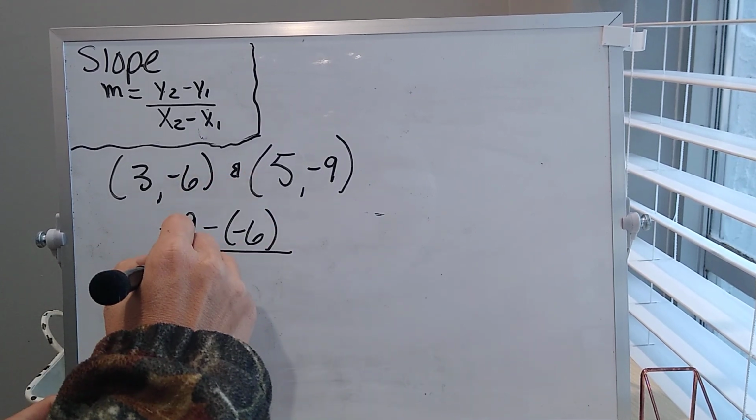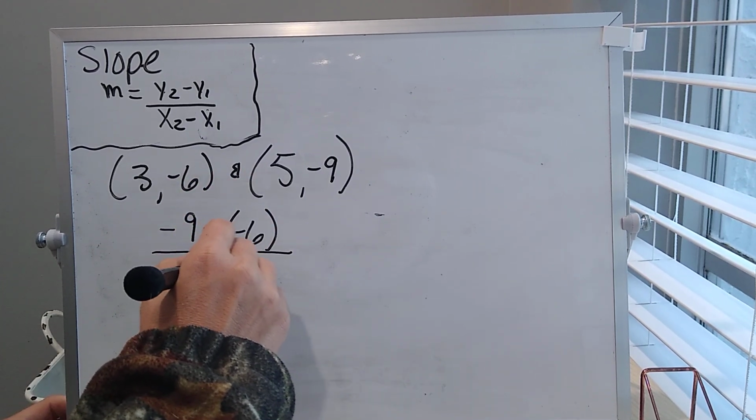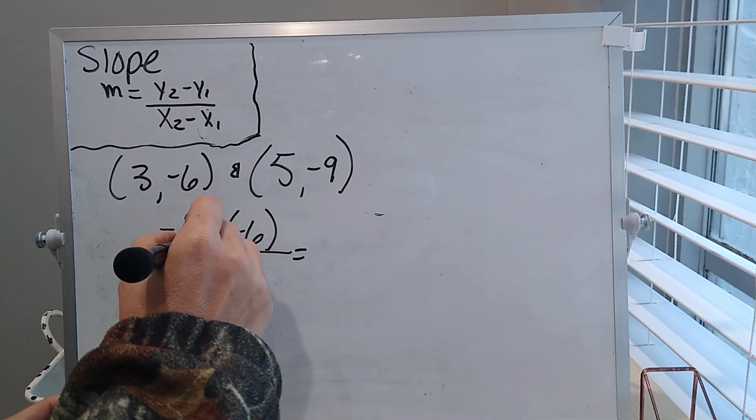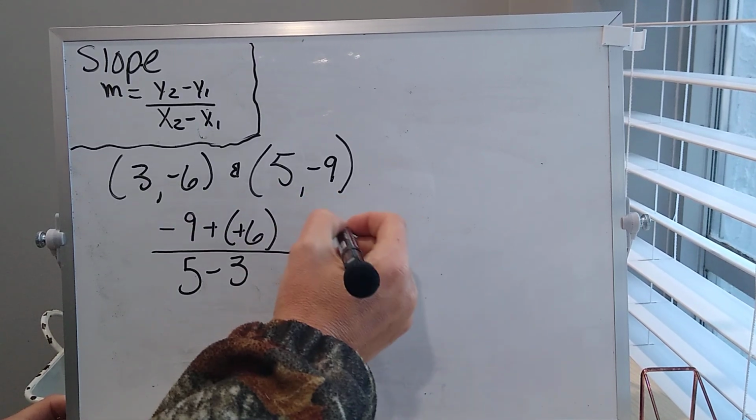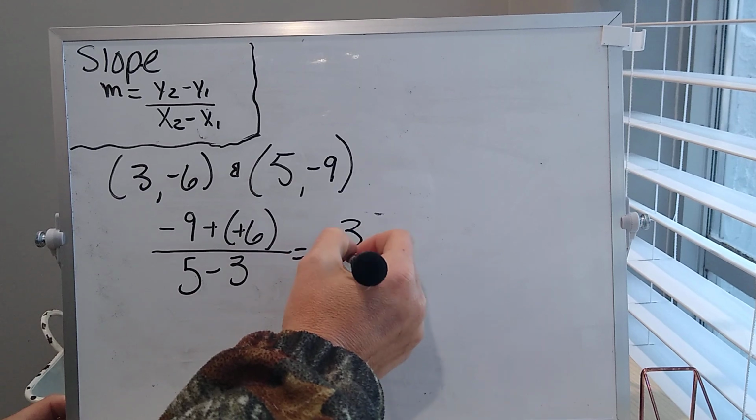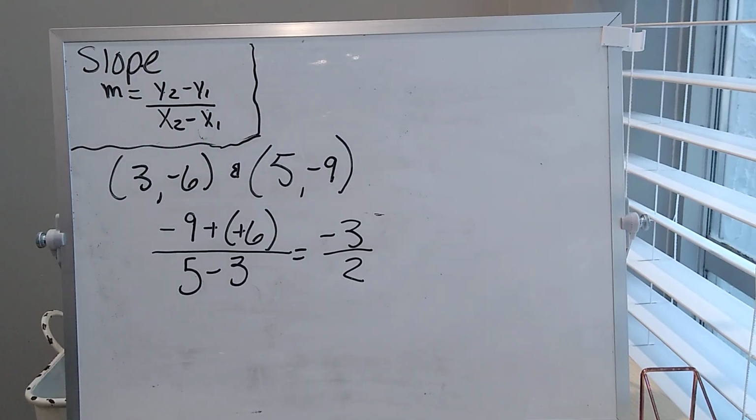Okay, so then x2 is 5 minus 3. So we have got -9, this becomes +6, so we get -3 over 2. And we can't simplify anymore. So that is your slope for this example.